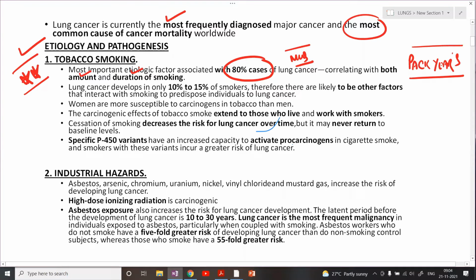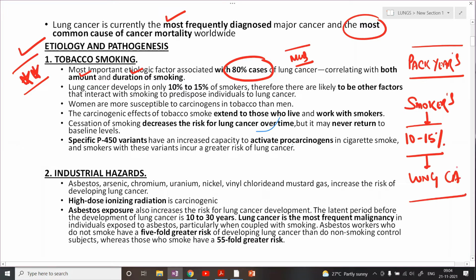But one very important aspect is that although lung cancer cases are mostly associated with tobacco smoking, out of all the smokers, only 10 to 15% develop lung cancer. Try to understand that important aspect. It is not that if 100 people smoke, all of them will develop lung cancer; only 10 to 15 will. That is very important to understand.